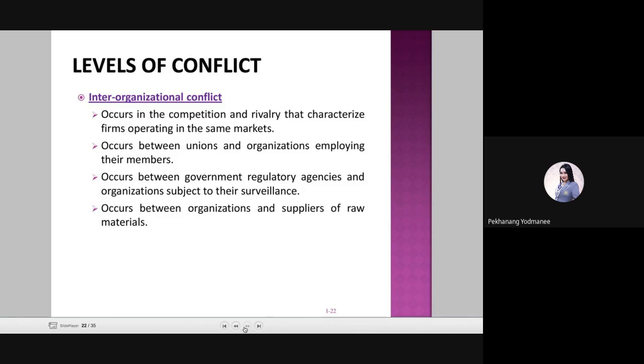Okay, the last level is specific to organization and specific to the business, and the real factors that are happening in the business world and organization. That's why the last level is the level of conflict.